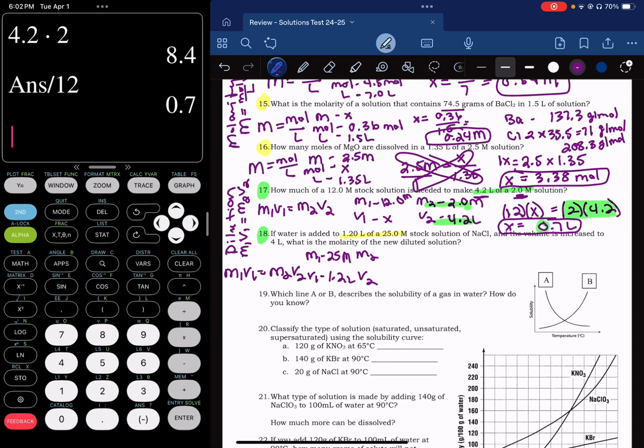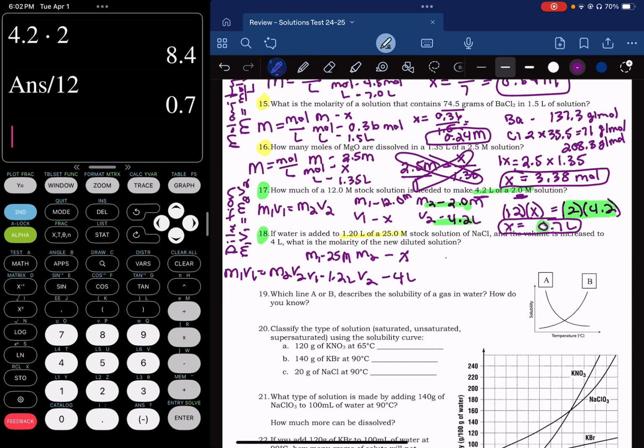And then my M2 and my V2. So here we go. It says water is added. It doesn't say how much, but it does tell us that the volume is increased to 4 liters. Okay, so our final volume is 4 liters. It doesn't really matter that we figure out how much was added, because that's not what the question's asking. Now, in some of the practice questions that you had, it was asking that. But in this particular case, it says some amount was added and it increased to this amount, 4 liters. And so our V2 is just 4 liters. So it's not really asking you to do any extra steps.